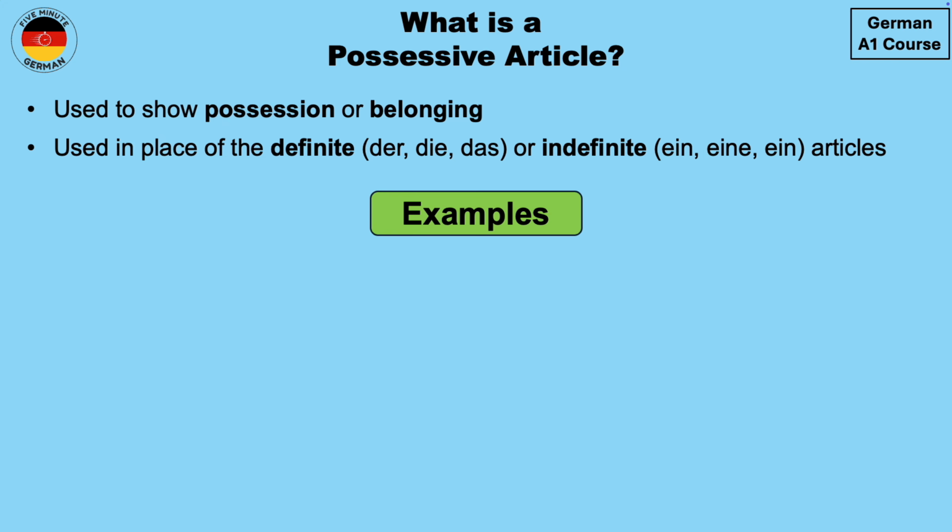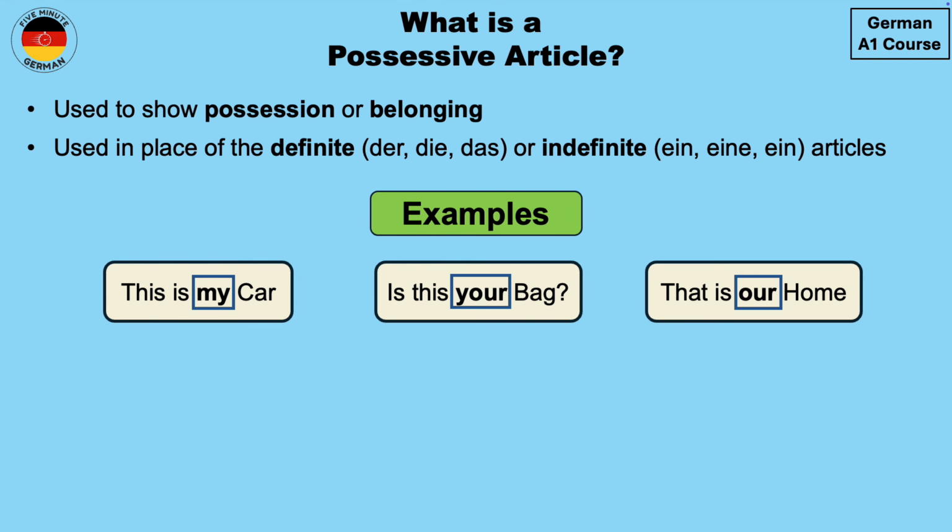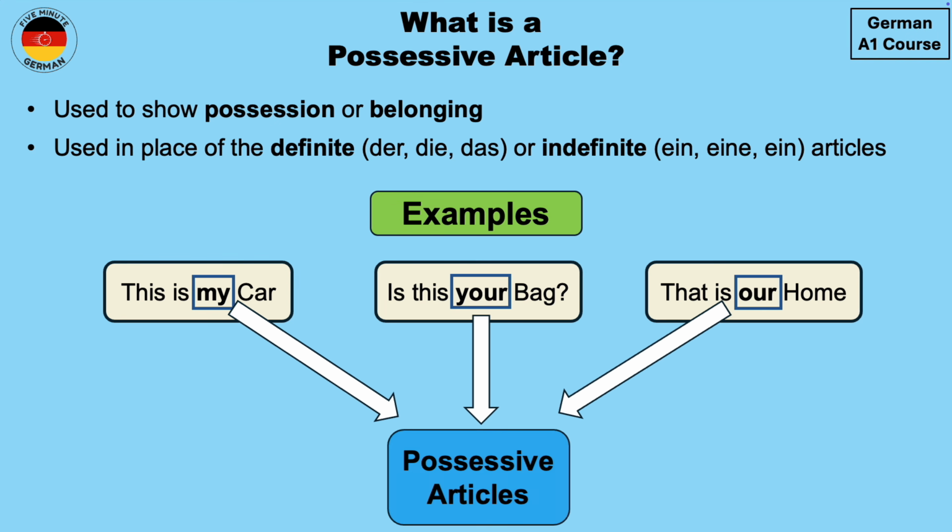An example will be, this is my car. Another example, is this your bag? And that is our home. So in all of these examples, the words my, your, and our, these are possessive articles, as these articles show who these things belong to.